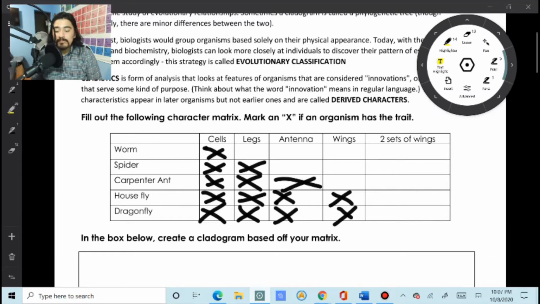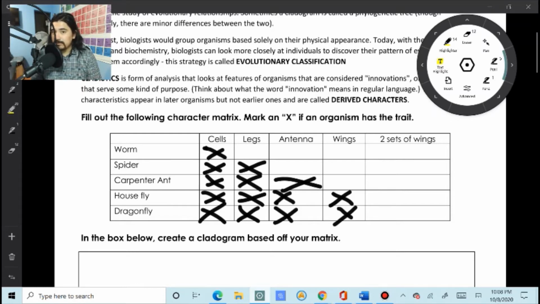All right, now we're going to move on to our last set of characteristics. 2 sets of wings. So let's do these. Worms. Do worms have 2 sets of wings? Pause. No, of course not. If they don't have 1 set of wings, why would they have 2 sets of wings? So by process of elimination, we know that the ones that don't have wings are not going to have 2 sets of wings. So we could just skip those first 3 and move on straight to the housefly.